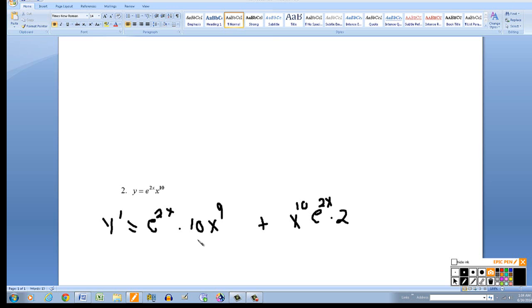That's basically the answer. You could rewrite this, or reorder the terms if you wanted to, depending on how the answer is wanted by your instructor, but this would be, say, 10x to the 9th plus 2x to the 10th e to the 2x.